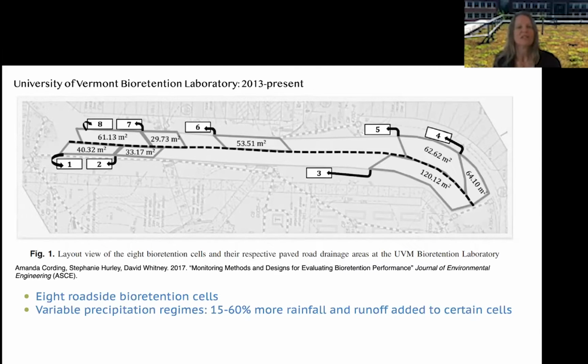So in addition to the natural variation in the road watershed sizes represented by these polygons, we also have exposed these systems to varying precipitation regimes, including adding more runoff and adding more rainfall than would have in the first place arrived in these bioretention cells.